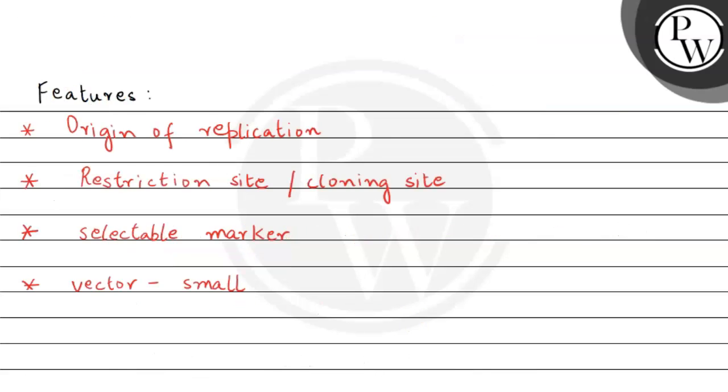So the correct answer for the given question is option number 2. That is high copy number, because this feature is not necessary in the cloning vector. So this is our final answer.